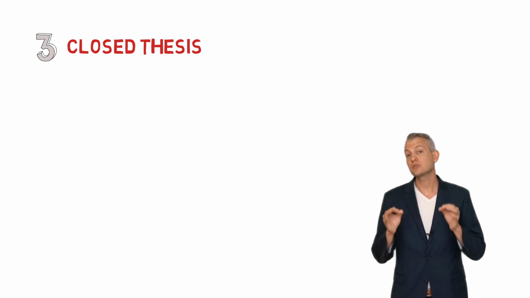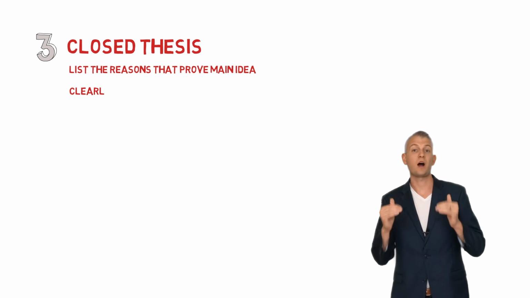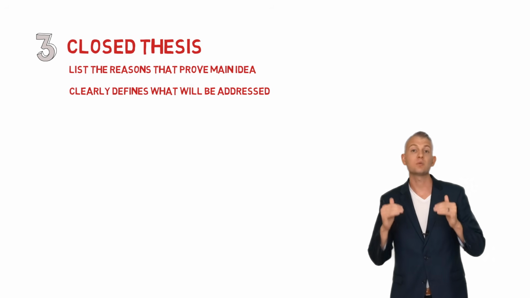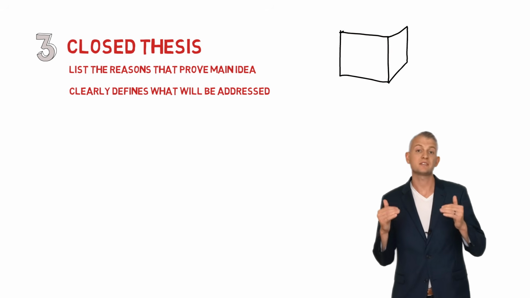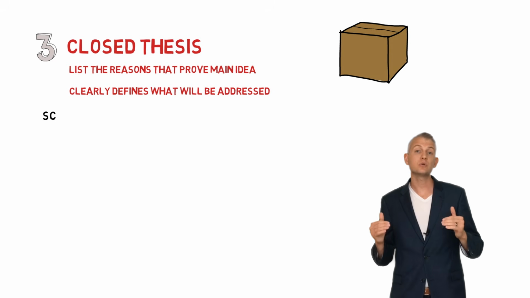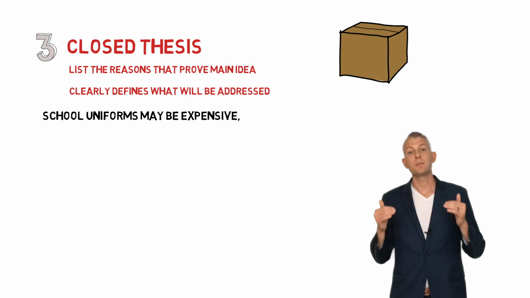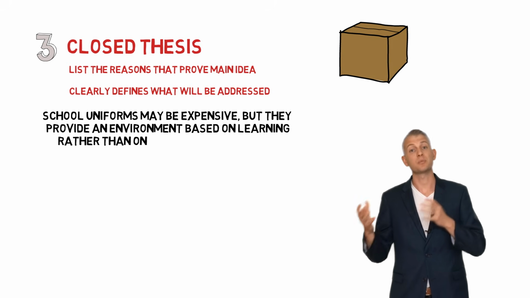Let's talk about a closed thesis statement. With a closed thesis statement, you not only pick a side, you state the reasons why. You clearly define what will be addressed in your essay. For example, if I'm writing an essay on school uniforms, my thesis might sound something like this. School uniforms may be expensive, but they provide an environment based on learning rather than on income or appearance.